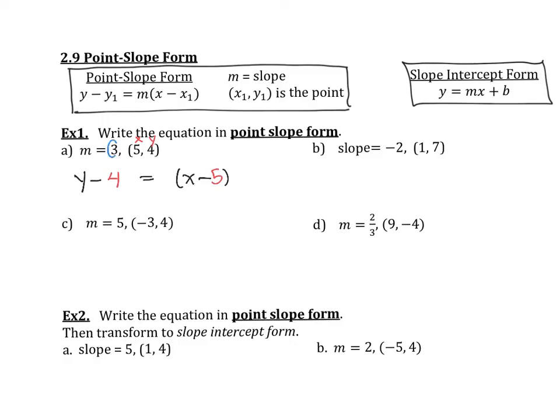The slope, the 3, goes right in the front. Because it just says to write it in point slope form, then I'm done. This is the equation that represents the line. Later on, we'll do more and change it to slope-intercept form.